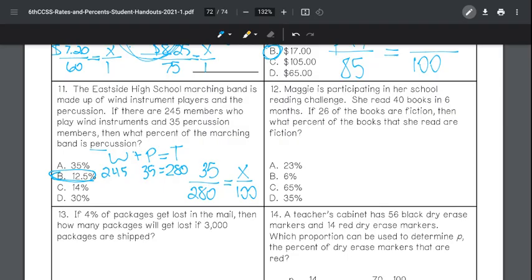12. Maggie's participating in her school reading challenge. She read 40 books in 6 months. If 26 of the books are fiction, then what percent of the books that she has read are fiction? 26 out of the 40 books are fiction. So what percent is that? Cross multiply and divide. 26 times 100, divide that by 40. And we get 65. 65% of the books that she has read are fiction books.